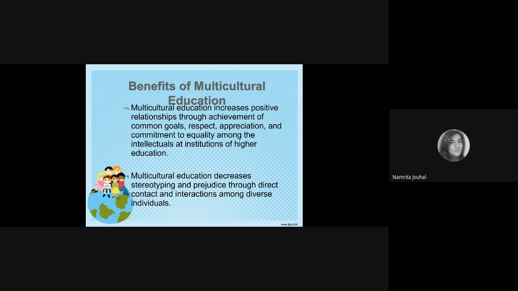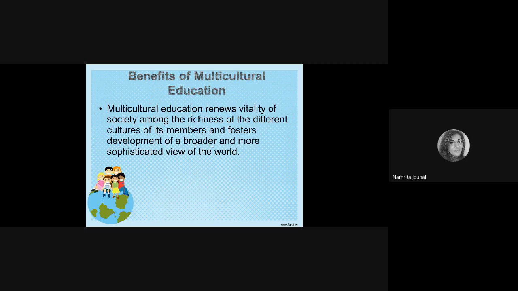Then when we have multicultural education embedded in our institution, we also decrease stereotype or prejudice through direct contact and interaction with diverse individuals, because we understand them, we talk to them, we know they're not bad people. So when they are talking about certain aspects you maybe don't agree with, you don't have any prejudice against them because you know them so well, and so you take that perspective out in the world as well. So multicultural education renews the vitality of society among the richness of different cultures and borders, and it also makes our world more civic and sophisticated to live in.